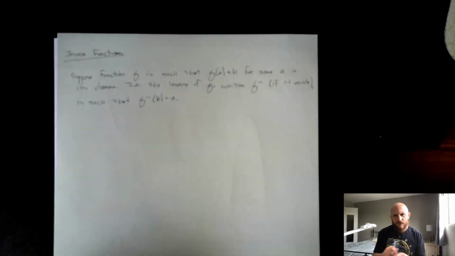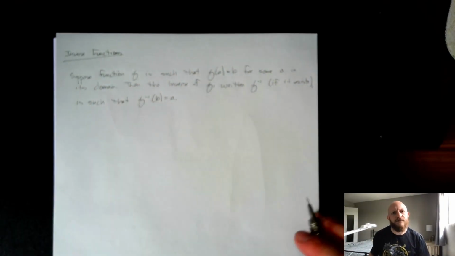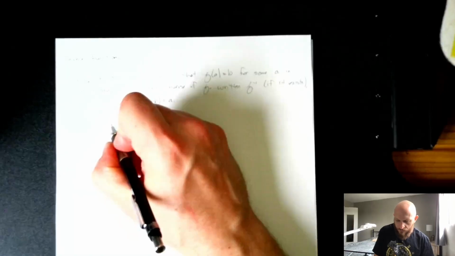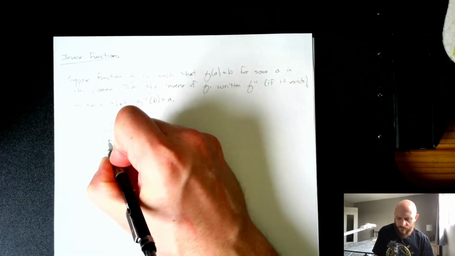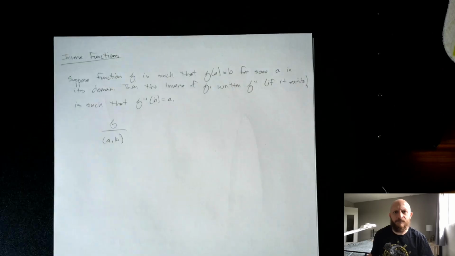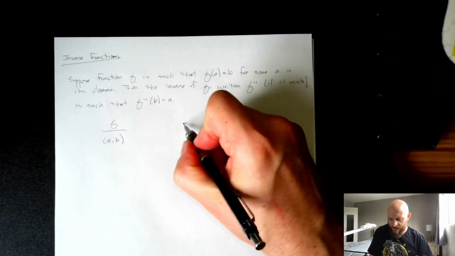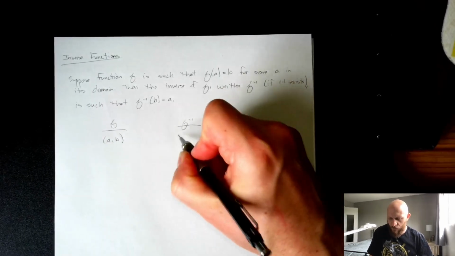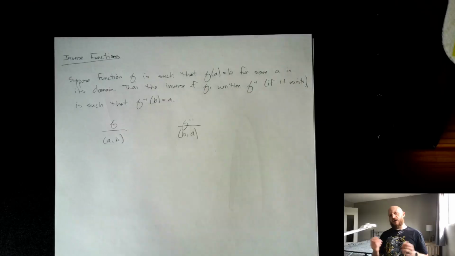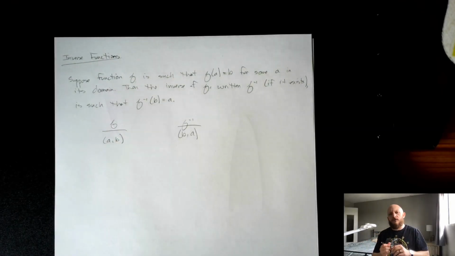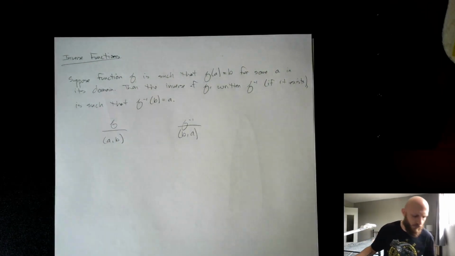So notice that there's really just a flipping of the coordinates going on here. In particular, we know that f hits the coordinate a comma b, which means that f inverse hits the coordinate b comma a. So in this way, inverses kind of undo each other. They're sort of like opposites in that way.